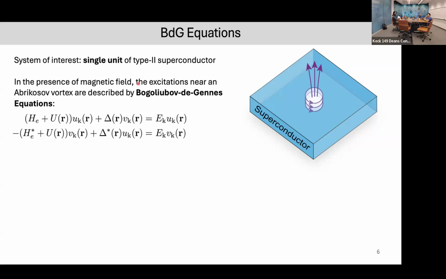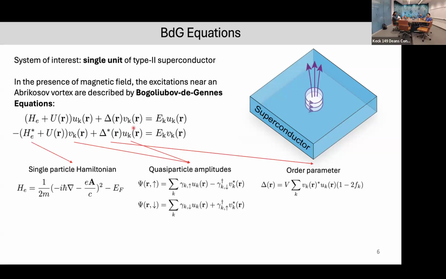So in the presence of magnetic field, what you use to describe this is a set of two equations known as the Bogoliubov-de Gennes equations. And because there is a vortex involved, there is no translation symmetry preserved in the system. So you need to express the operators and the potential as a function of distance. And that's what we do here to study the different terms. So H_E here is the single particle Hamiltonian. So it's just a free particle Hamiltonian in the presence of magnetic field.